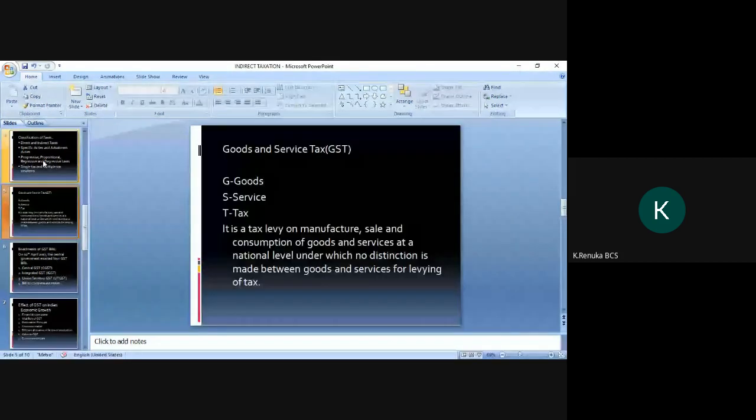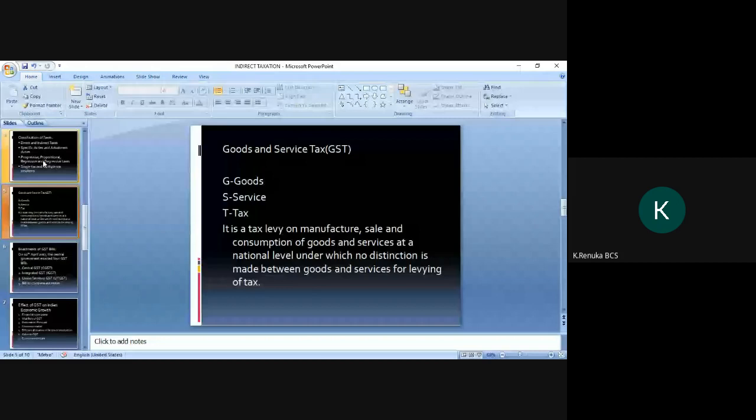Next is goods and service tax. So this normal tax has been modified into goods and service tax, that is the GST, which now we are all surviving in. So G stands for goods, S stands for service, T stands for tax. It is a tax levy on manufacture, sale, and consumption of goods and services at a national level, under which no distinction is made between goods and services for levying of tax.